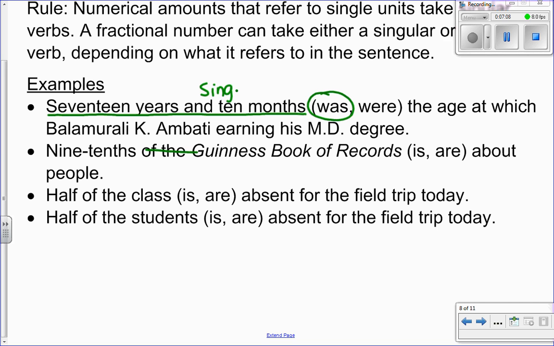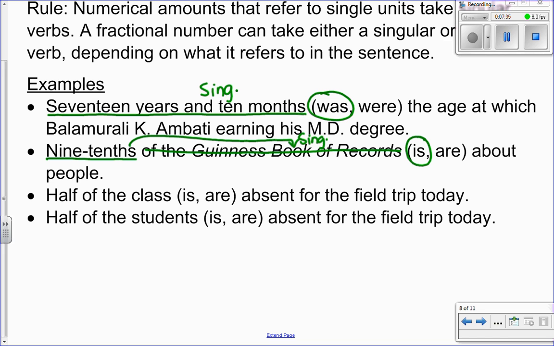In the next example, it says 9/10 of the Guinness Book of Records are about people. First of all, of the Guinness Book of Records is a prep phrase, so not really the subject. 9/10 is a singular amount. However, it's fractional. So if you have a fractional amount, you still have to look at what it's referring to in the prep phrase that follows it. 9/10 of what? It's referring to 9/10 of the book, which is singular. And that means I would say singular is.